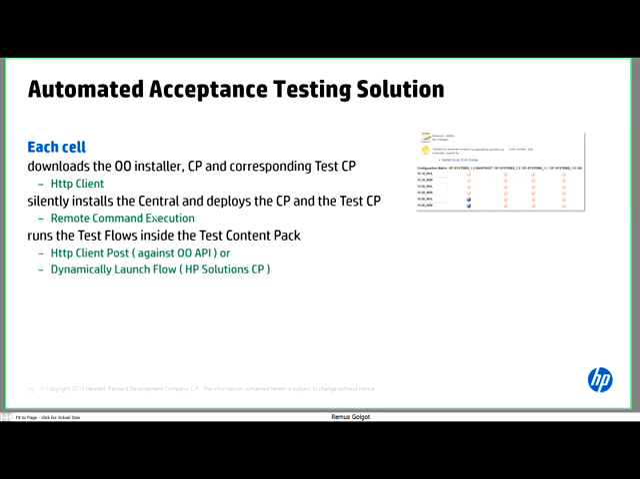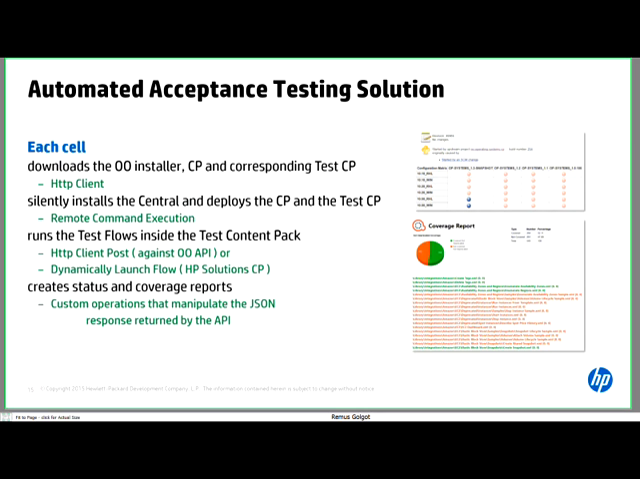After the Central is installed and the CPs are deployed, we want to run the test flows. This can be done in 2 ways, but each of the ways uses out-of-the-box content. Either HTTP client post, which is targeted against the OO API, or more simply, you can use the dynamically launched flow, which is a flow inside the HPE Solutions content pack, and you will not need to actually integrate with the API. This flow integrates itself with the API, and it will be easier for you to use it like this.